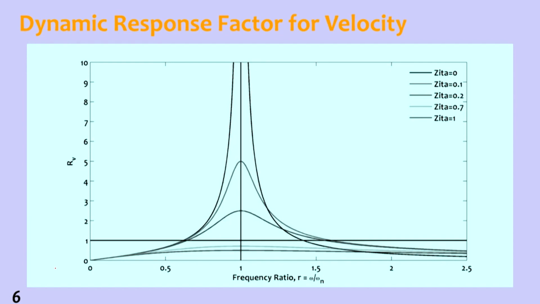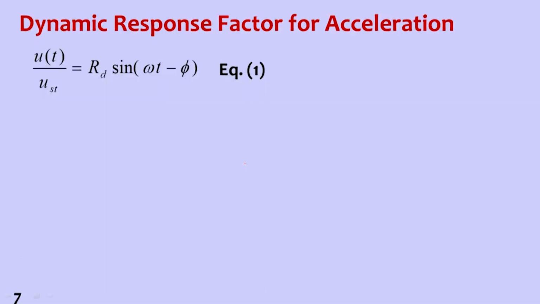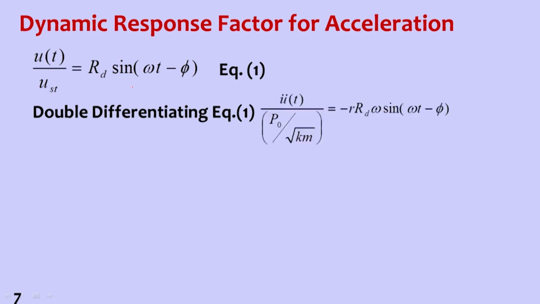Again, you can see that when damping is not there, this value goes to infinity, and with the presence of damping the peak amplitude drastically reduces. In a similar manner, let us go further and analyze the dynamic amplification factor for acceleration. We take the same equation, but now we differentiate it twice. So we get u double dot on the numerator, and we need to differentiate twice, so an omega square term will come. One omega came down here, and another omega remains here.